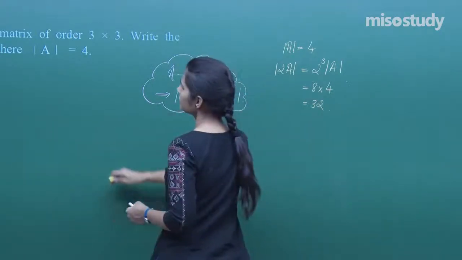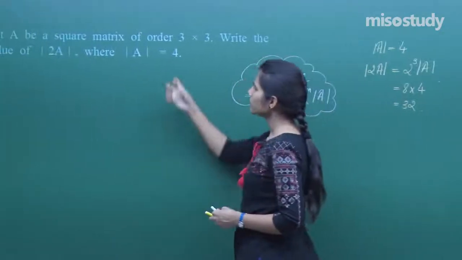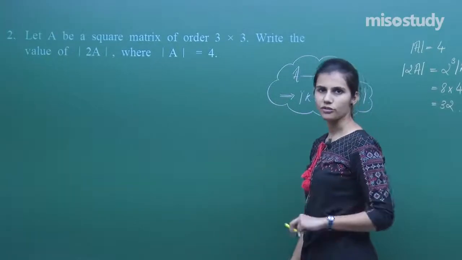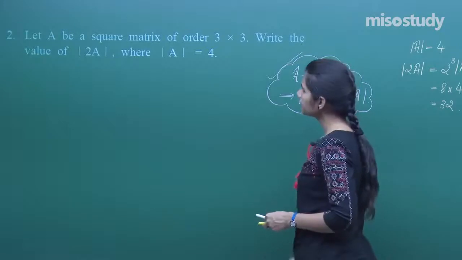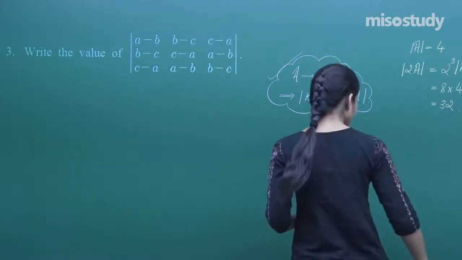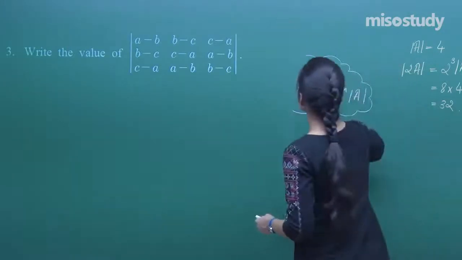So 32 is the value of determinant of 2A if determinant of A is 4 and A is a square matrix of order 3 cross 3. Easy enough, only usage of this particular concept. Next, I have to write the value of this particular determinant.